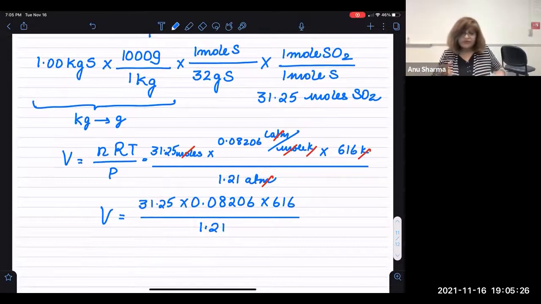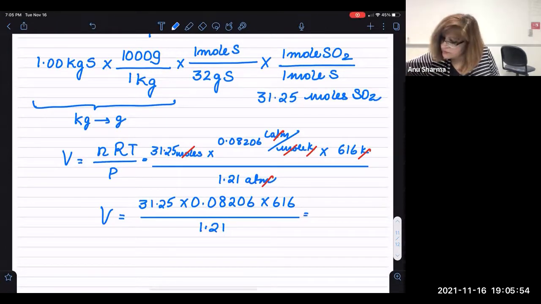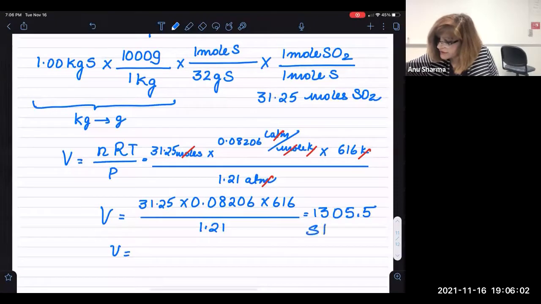Okay, so now 31.25 times 0.08206 times 31.25 times 616 is equal to 1579. Divide by 1.21, and this is equal to 1305.5. And so the volume, this is the standard notation, is in liters.